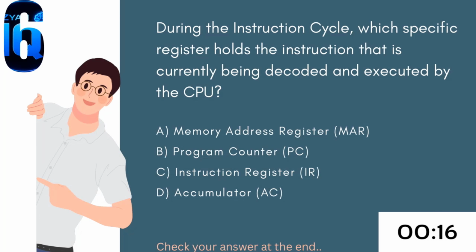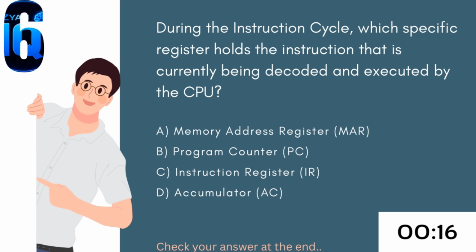Now, let's check your understanding of the key registers involved during the instruction cycle. First, we have the Memory Address Register, or MAR, which holds the memory address of the data or instruction we're working with. Next is the Program Counter, or PC, which keeps track of the next instruction to be executed by pointing to its address in memory.